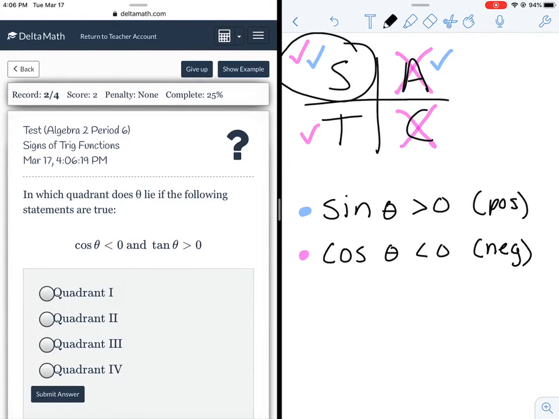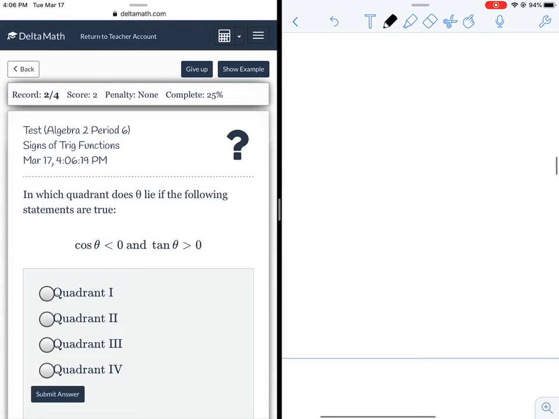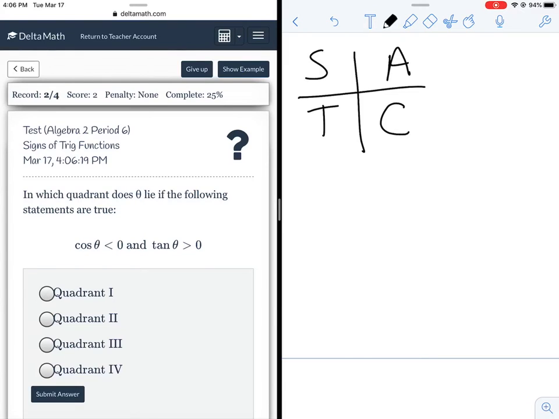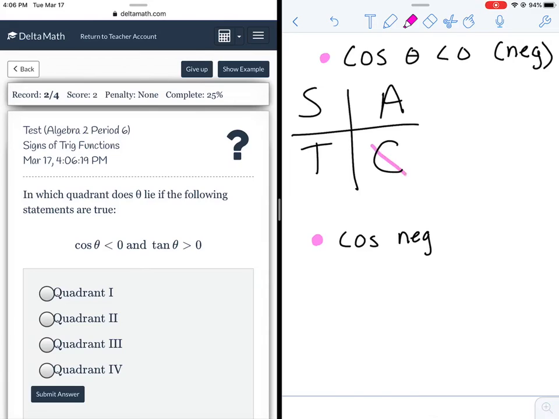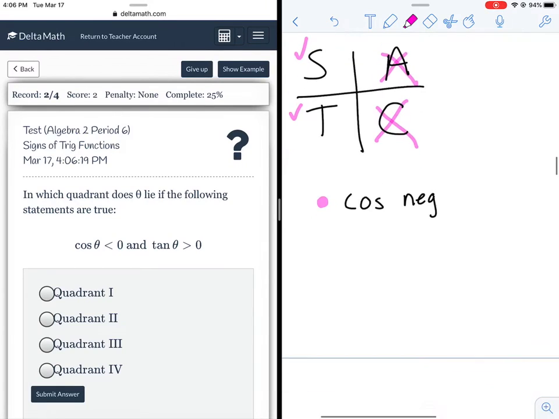I'm going to do one more because this one has tangent in it. Nothing new, same thing. Set up All Students Take Calculus. I want cosine to be less than 0. So I know cosine is negative. So let's figure out where cosine is negative. Again, it's positive here and here, so it can't be in those quadrants. It has to be here or here.